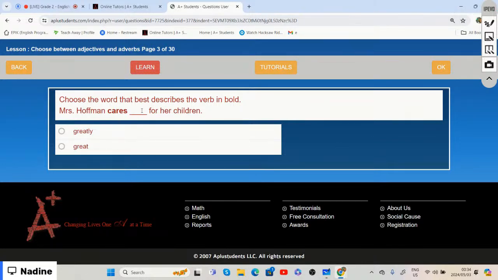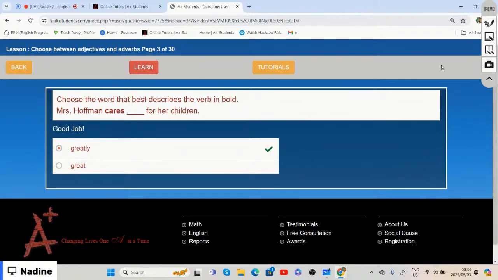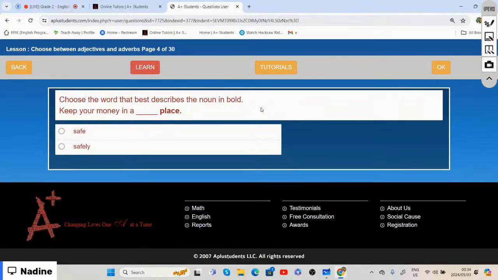So we can say Mrs. Hoffman cares, and we're going to say greatly for her children. So great job. Greatly, it basically tells us how she cares for her children. Remember, we said an adverb that tells us how ends in ly, like for example, greatly, safely, quickly. Keep your money in a, do we say in a safe place or keep your money in a safely place?